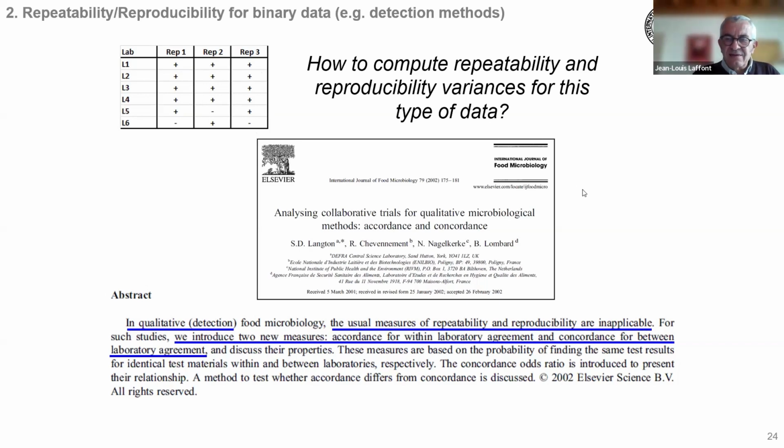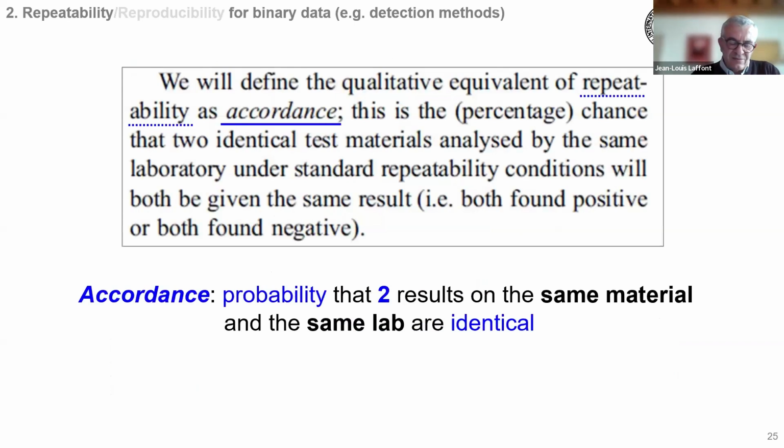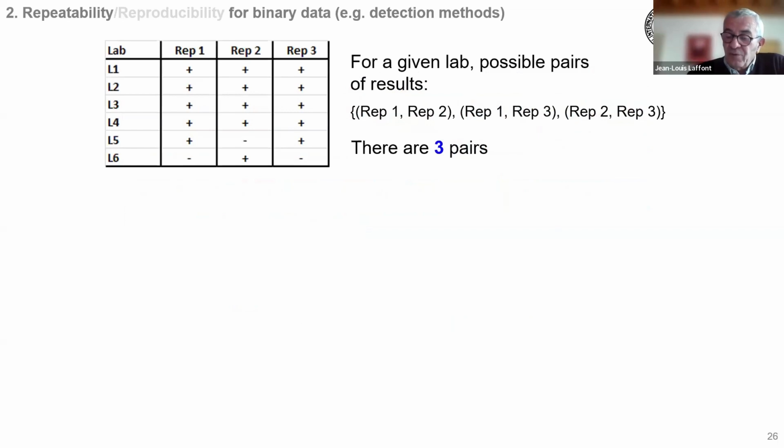Okay, so let's see in more detail what these accordance and concordance are. Accordance is a probability, and more specifically, it's the probability that 2 results on the same material and the same lab are identical. So how do we compute it from this small data set? For a given lab, there are 3 possible pairs of results: Rep1-Rep2, Rep1-Rep3, Rep2-Rep3. So there are 3 pairs.